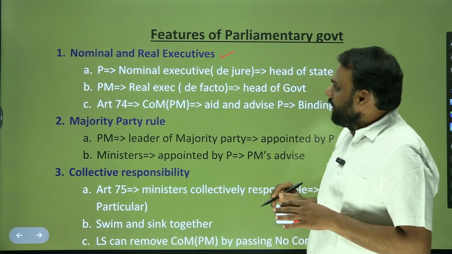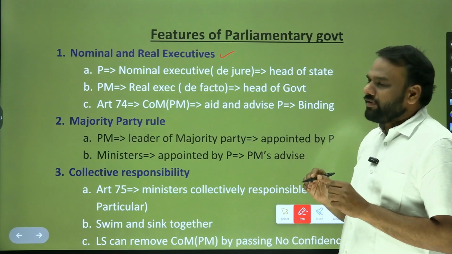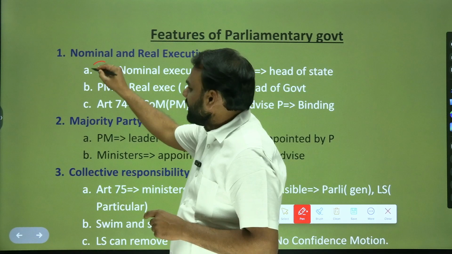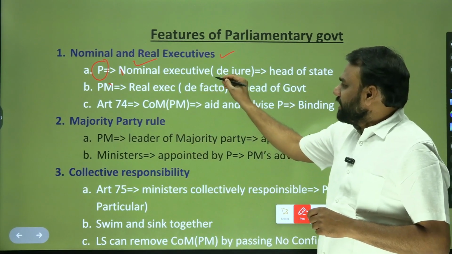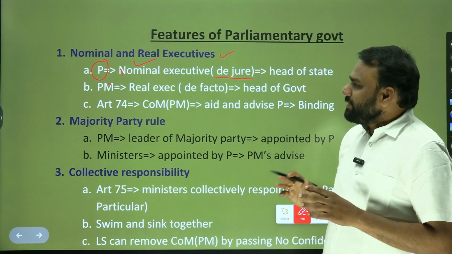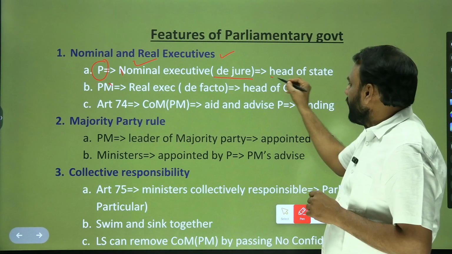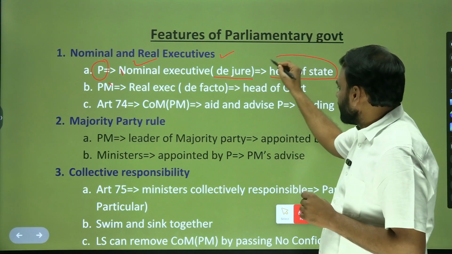So in India, we have parliamentary government. We have a nominal executive and we have a real executive. So who is the nominal executive? The President is the nominal executive. So he is de jure. De jure means nominal. So he is also head of the state. The President of India is called the head of the state.